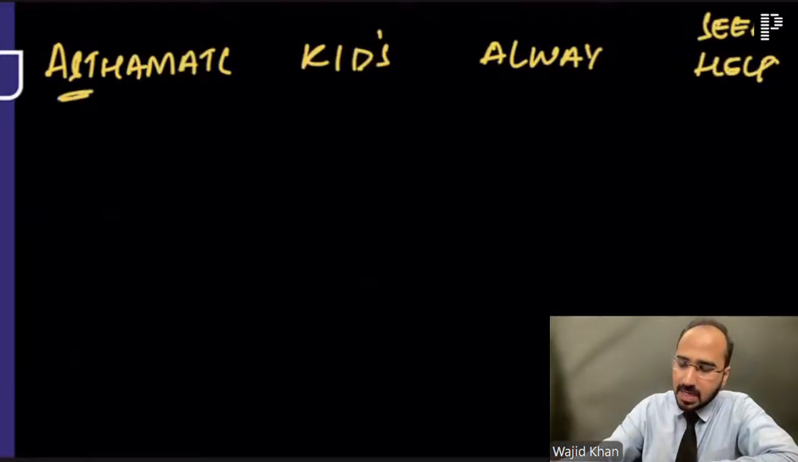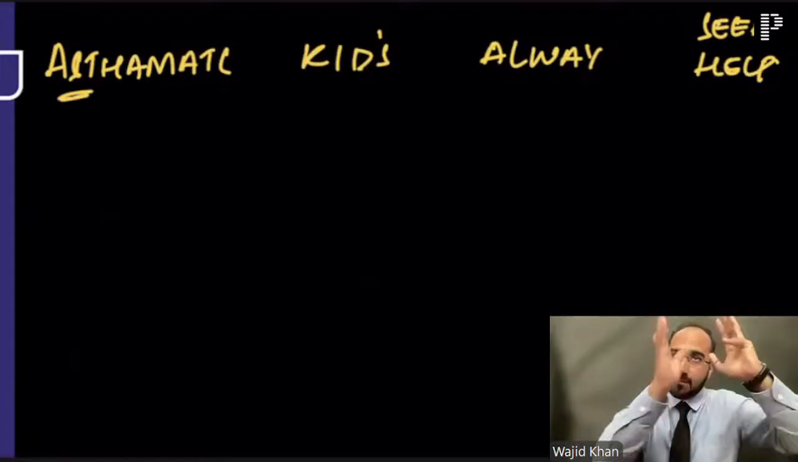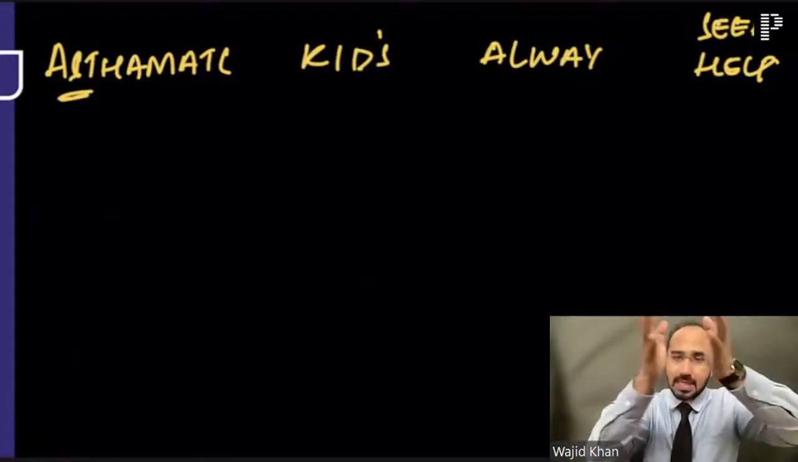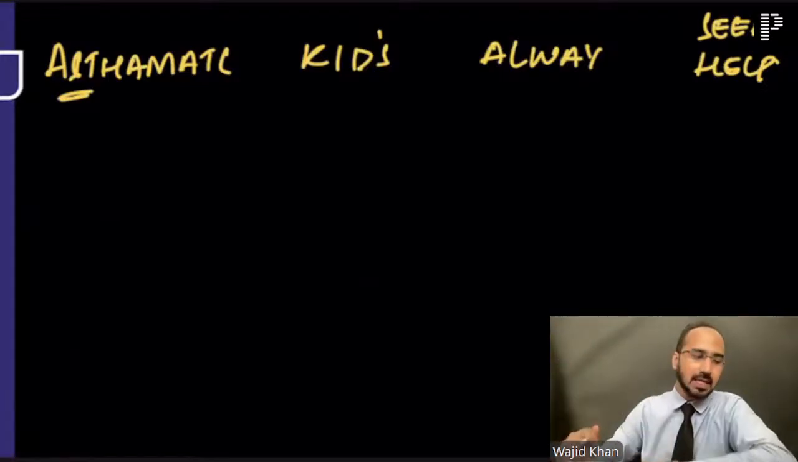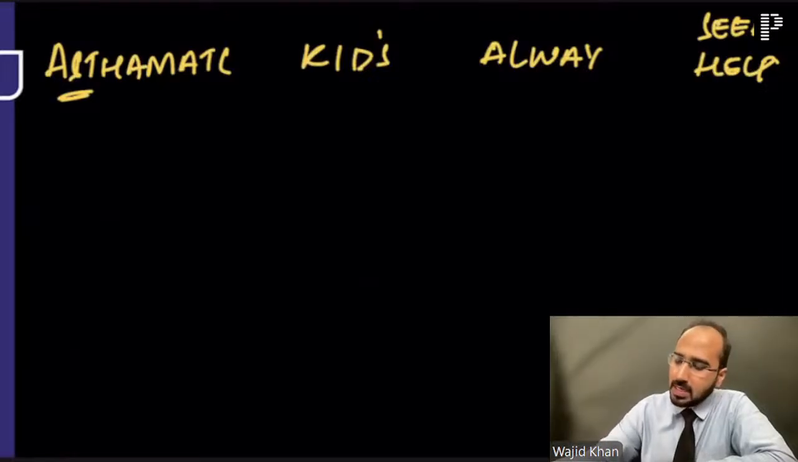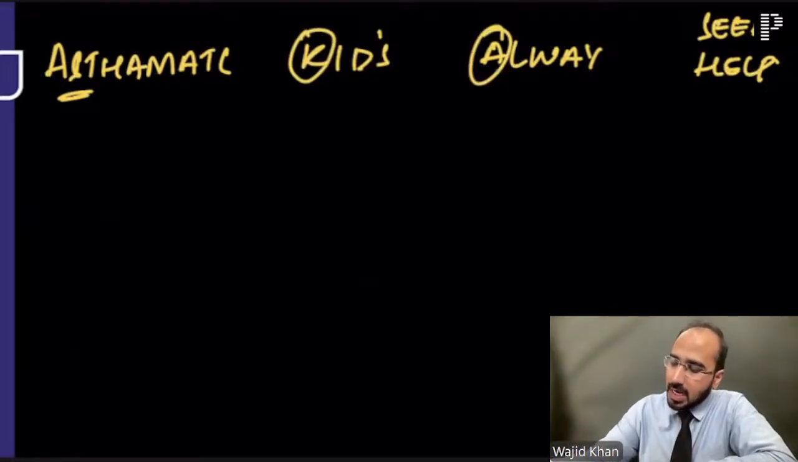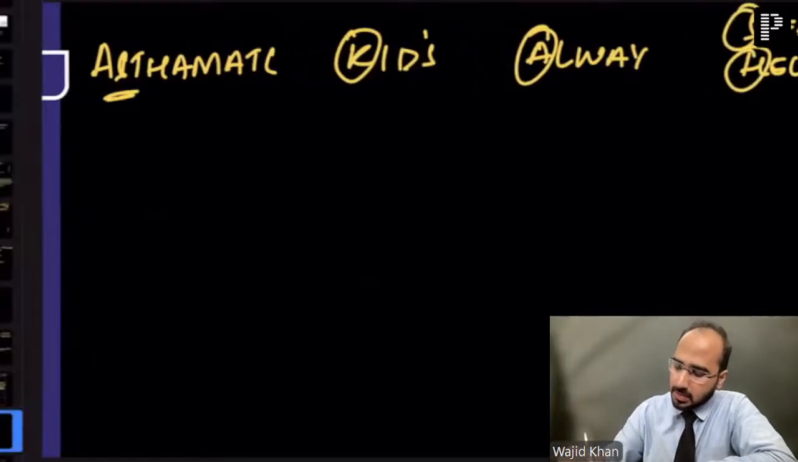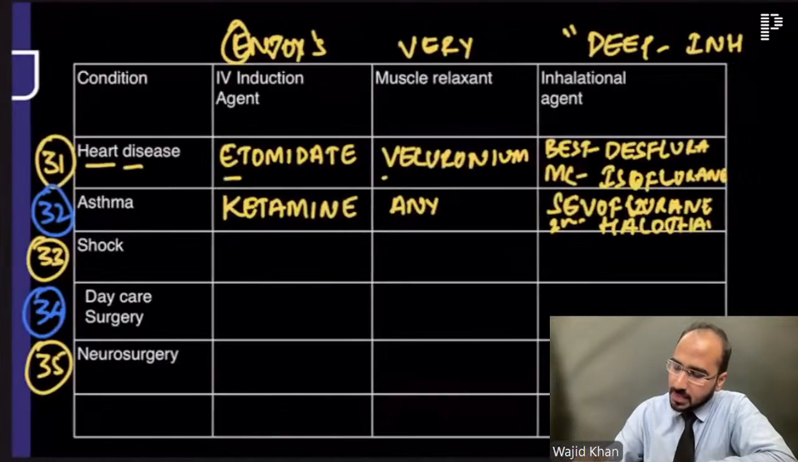And again, for asthma, you have to remember this order, guys. First IV induction, then muscle relaxant, then inhalational. Then only this mnemonic will work for you. So for IV induction, K stands for ketamine, A is any, and S stands for sevoflurane, and second best is halothane. Okay.